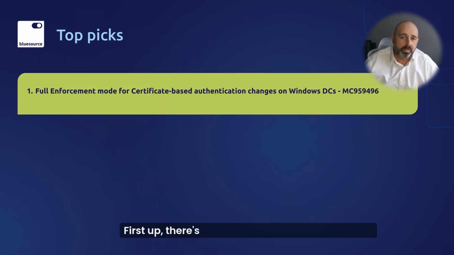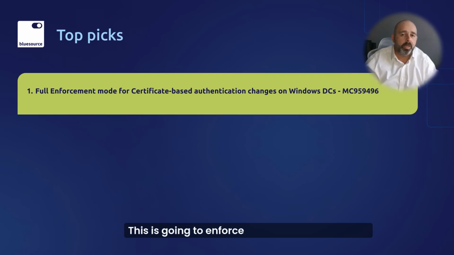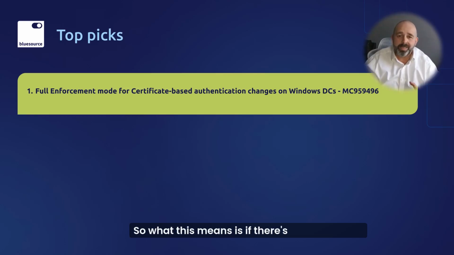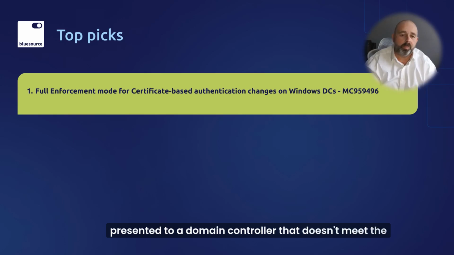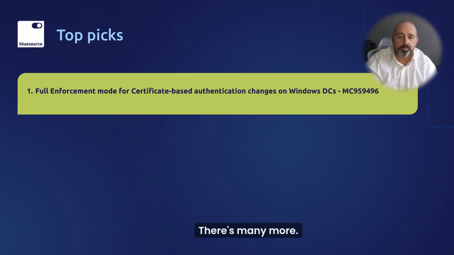So first up, there's an update which is coming out on February the 11th to Windows domain controllers. This is going to enforce strict security measures around certificate-based authentication. So what this means is if there's any certificate presented to a domain controller that doesn't meet the new requirements, it's just going to be denied access. So this could impact things like those cloud native devices that are using CBA along with something like Radius. That's just one example. There's many more.